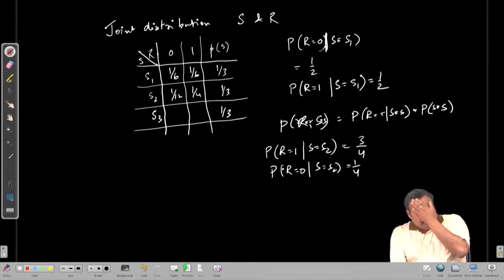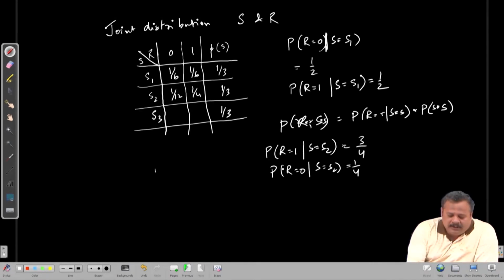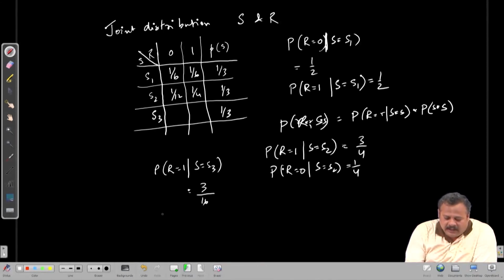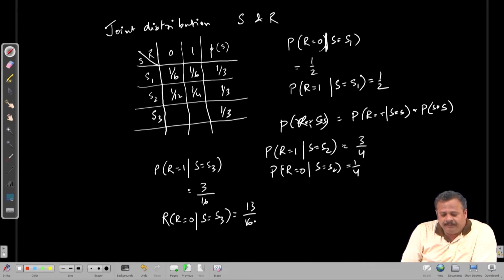And let us say now that S3 is such a stimulus that the probability of response equal to 1 given S equal to S3 is very small, or let us say 3/8, not very small, okay, let us make it even smaller, 3/16. And similarly, the probability of R equals 0 given S equals S3 is basically 13/16. So, now multiplying by 1/3, here is 1/16, and here we have 13/48.